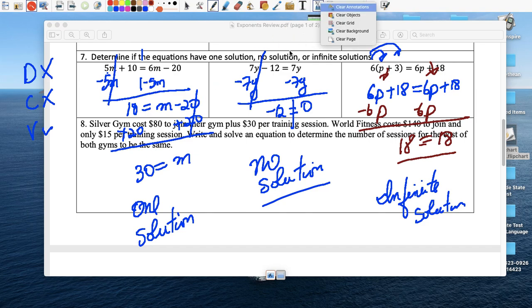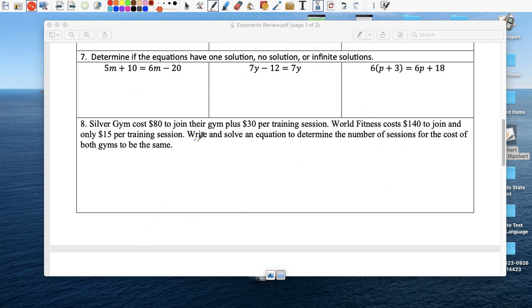A word problem. Silver Gym costs $80 to join and $30 per training session. World Fitness costs $140 to join and $15 per training session. Write and solve an equation to determine the number of sessions for the cost of both gyms to be the same. So when will they be equal to each other? So we're going to do that.